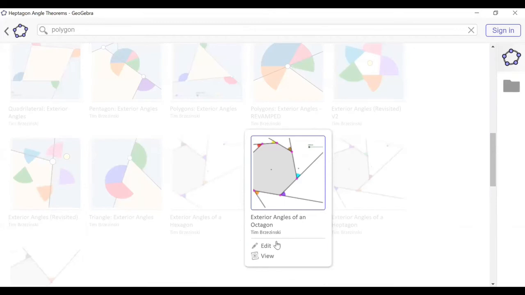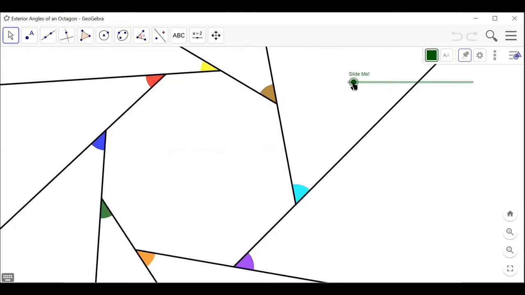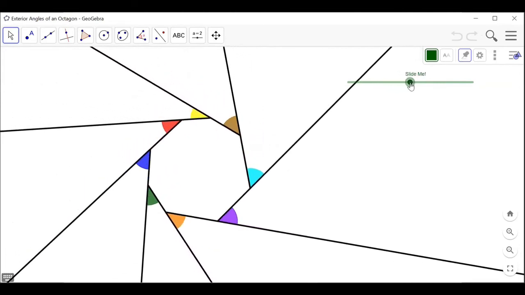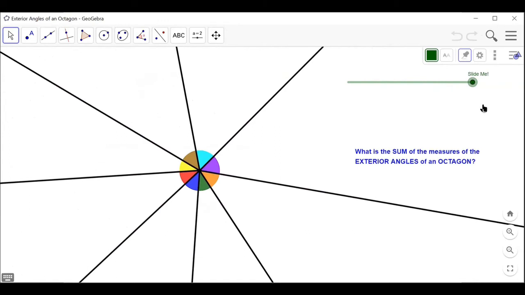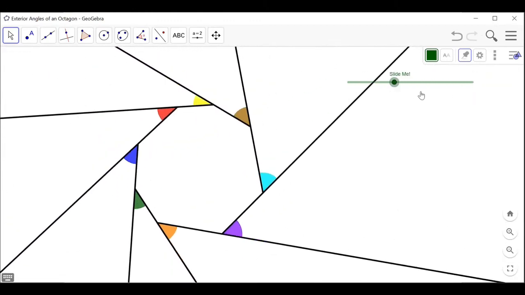Let's choose another one. I try another pattern. I choose the octagon. This is another pattern to show it. This is an octagon, with 8 sides. Of course, we know there are 8 exterior angles as well. So please observe. If I make my octagon become smaller and smaller, let's observe together what will happen. It will become a circle as well, right? So what is the sum of the measures of the exterior angles of an octagon? Of course, we know that it is 360 as well. Do you see that?